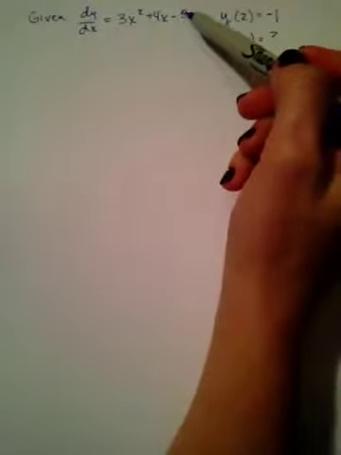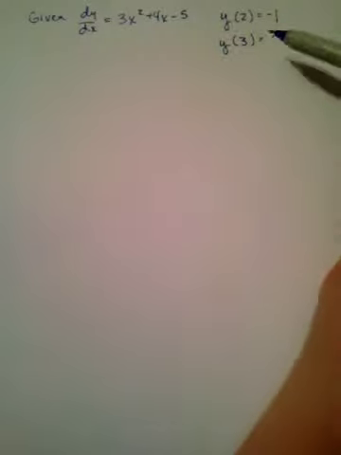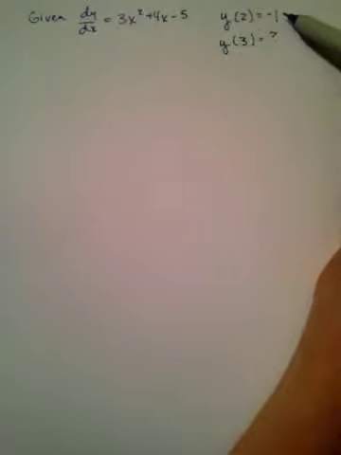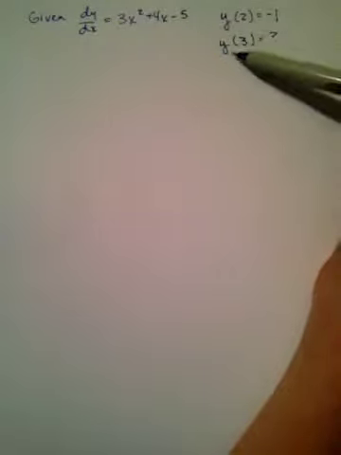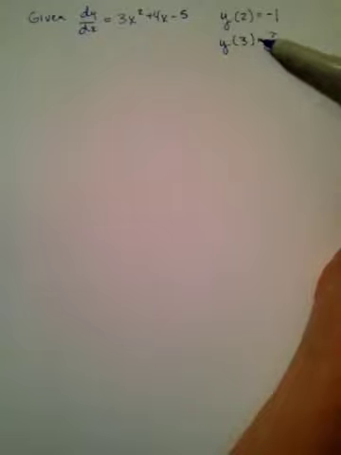Imagine that you are given some differential equation. So let's say dy/dx equals 3x squared plus 4x minus 5, and you are given an initial condition, so y of 2 equals negative 1. And someone wanted to know, well, what's y of 3? What's the y value when x equals 3 for this function?